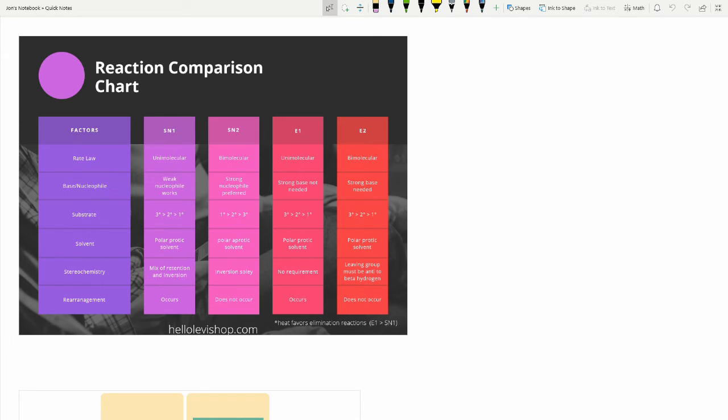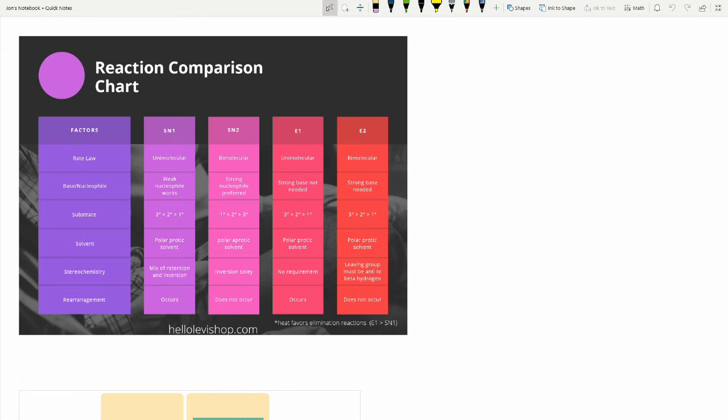Now if we move on to the substrate, for SN1, tertiary substrates are preferred over secondary, which is preferred over primary. This is because the rate limiting step is the loss of the leaving group and thus the formation of a carbocation, and so we need to stabilize the carbocation. The alkyl groups help stabilize the carbocation through two things, inductive effect as well as hyperconjugation. Thus, more alkyl groups will stabilize the carbocation better.